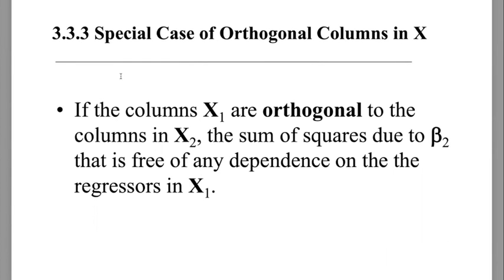All right, next we look at and just discuss the situation where columns in the X matrix are orthogonal. And so if that's the case, remember we've got this partitioning of the X matrix. If the columns in the X1 component are orthogonal to the columns in X2, then that sum of squares due to beta 2 is going to be free of any dependence on the regressors in X1. In other words, it's going to be independent of those other variables that are already in the model.